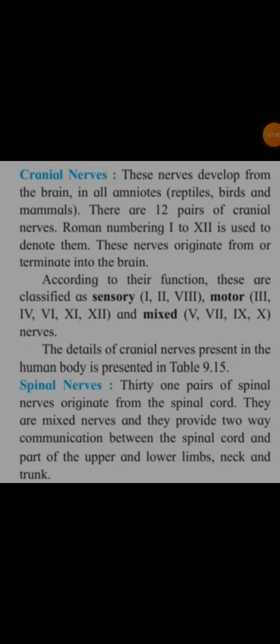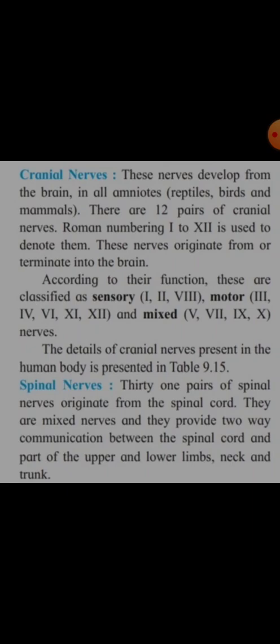Now, as I told you, these nerves develop from the brain in all the amniotes, that is the reptiles, birds, and mammals. There are 12 pairs of the cranial nerves. Roman numbering from 1 to 12 is used to denote them, and these nerves originate from or terminate in the brain. According to the functions, they are classified as sensory.